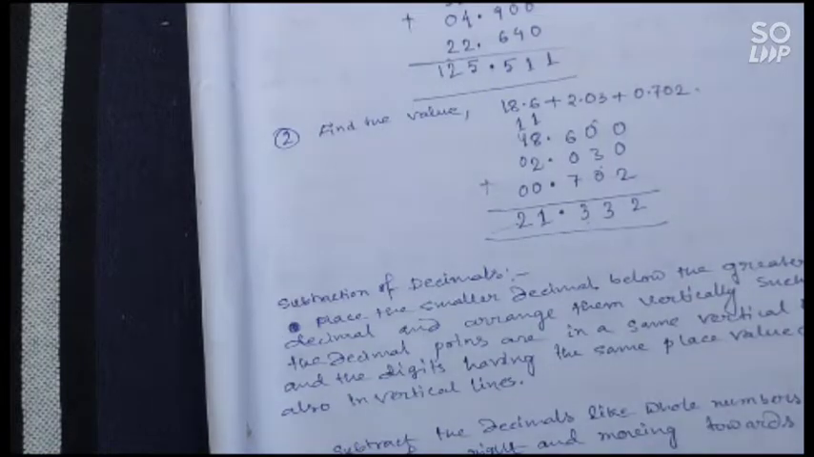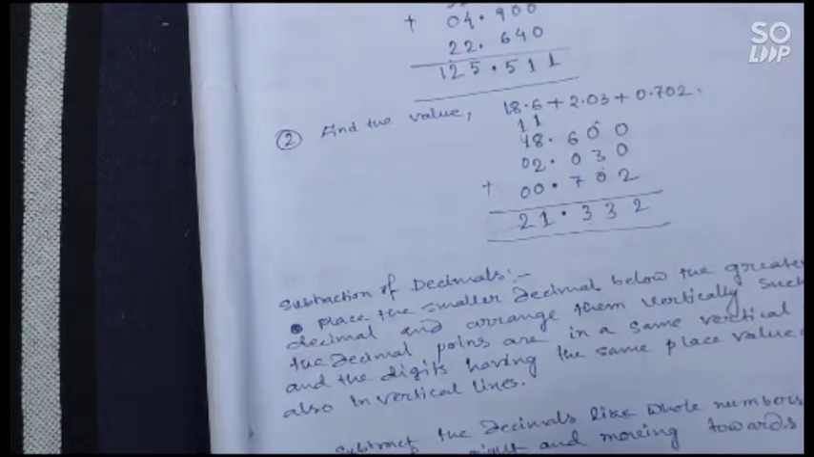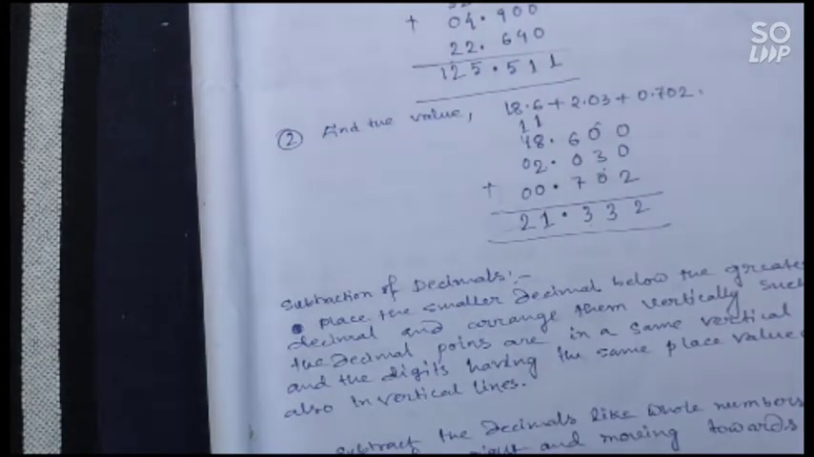You know that we can subtract any smaller value from the greater value. So from which value we need to subtract, we need to write that quantity at first. We can always subtract a smaller value from a greater value. So you have to place the smaller decimal below the greater decimal.